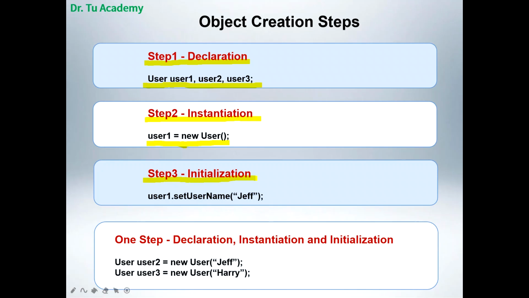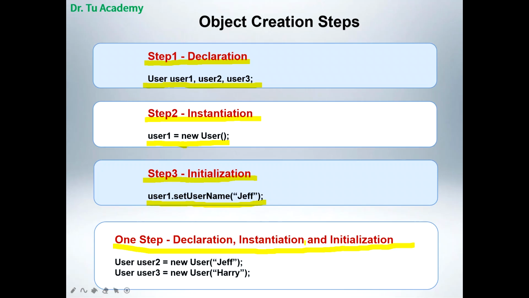Step 3, initialization. We need to initialize the data, the member variables inside the object user1. We know user1 has the username, right? So we call the method setUsername, parentheses, Jeff, parentheses.